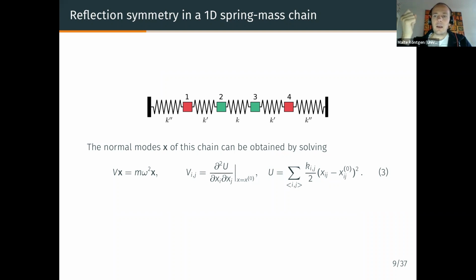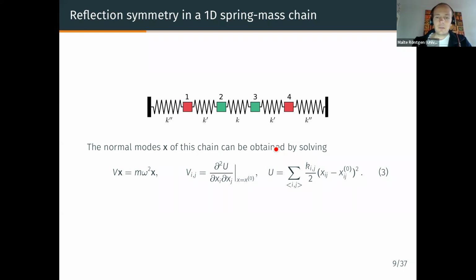So we solve Newton's equations, the equations of motion, assuming harmonic excitations of our individual masses. And what we arrive at is this nice equation here, where V is a stiffness matrix and X is an eigenvector of V corresponding to a normal mode. The entries of this vector are the amplitudes. For a normal mode, all masses oscillate with the same frequency omega, and the individual amplitudes are given by the corresponding entry of this, in this case, 4-dimensional vector.